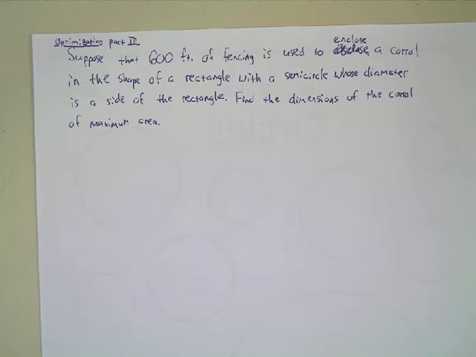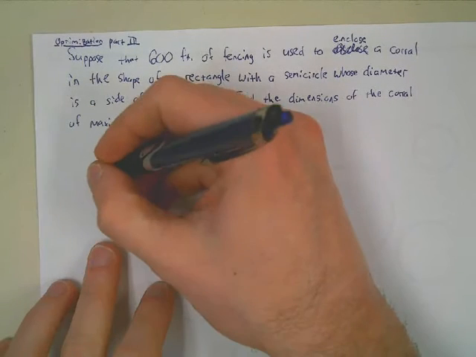So, optimization is basically for... All right, guys, let me talk, and then you can listen and ask questions. We're going to draw a picture first. Suppose that 600 feet of fencing is used to enclose a corral in the shape of a rectangle with a semicircle whose diameter is the side of the rectangle. Yes, Mac's description was correct.